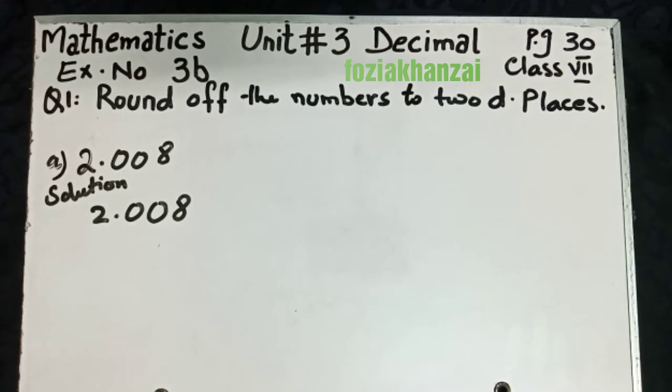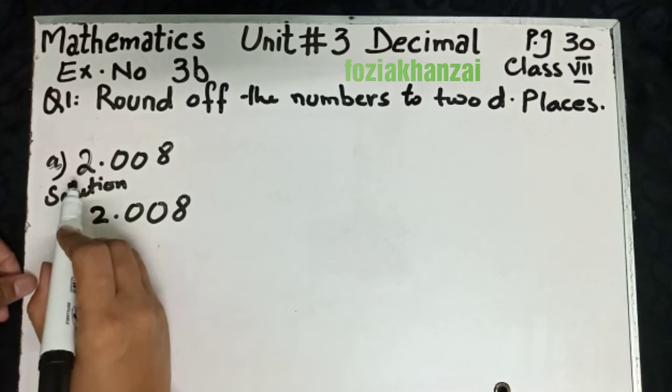First part, 2.008. According to the rules of rounding off, if we have a number less than 5, like 0, 1, 2, 3, 4, we skip or cancel that number. If we have 5 or greater than 5, we add 1 to the previous number. Okay, class 7, we apply these rules for rounding off.